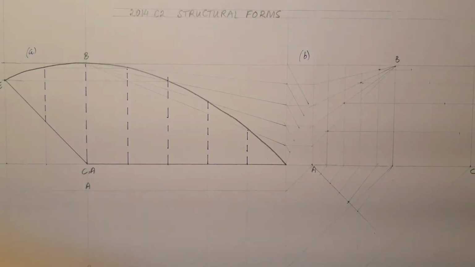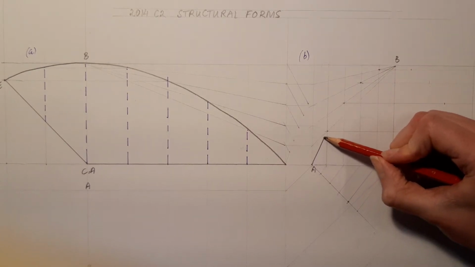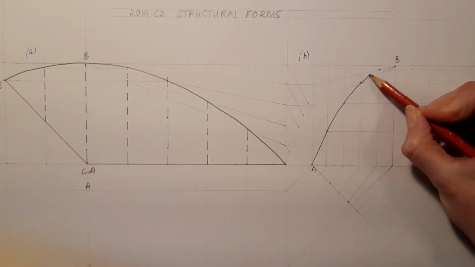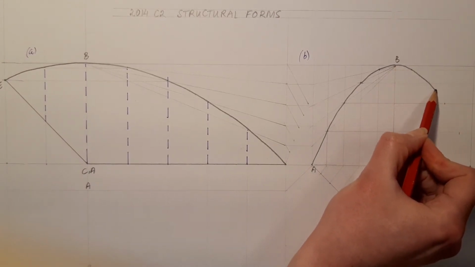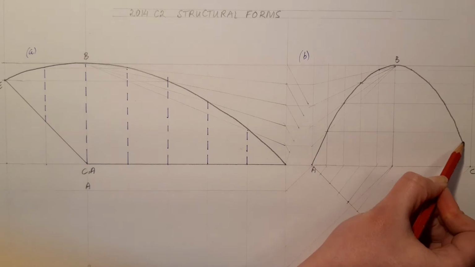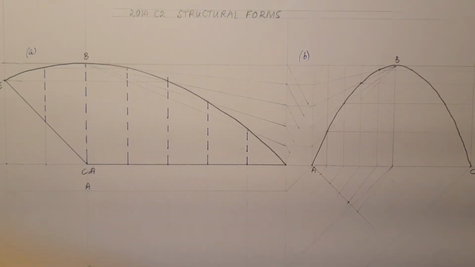Okay, so when you've transferred all of the points across, you can then draw that curve in. Okay, and that's the generating curve ABC. So that's part B of the question done. Part C of the question asks you to get the plan of the structure.